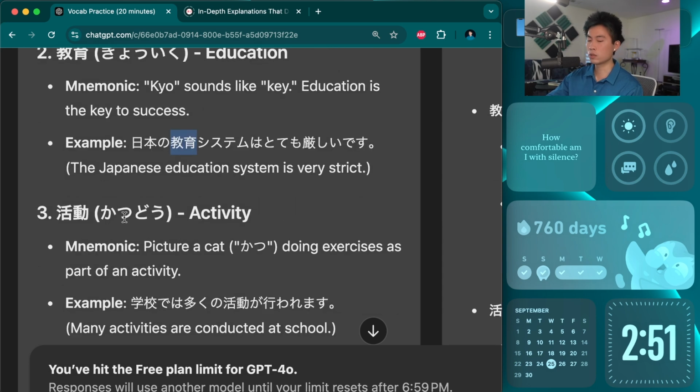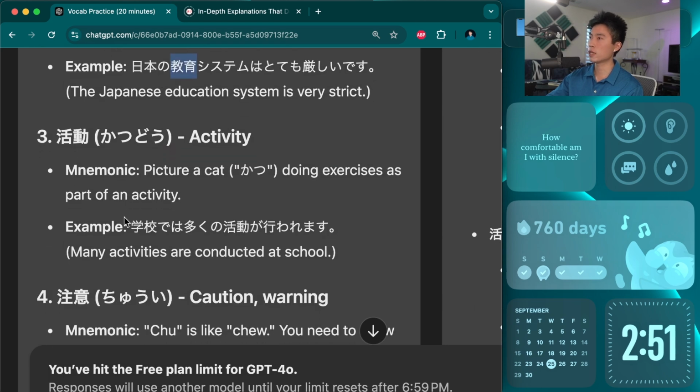Then we have 活動, picture a cat katsu doing exercises as part of an activity. Yeah, I don't like this mnemonic system, to be honest. Like, the issue is that you're sort of remembering parts of the word as things, but like katsu has so many different other word combinations that unless you use the same imagination with the second thing, it doesn't really make sense. I don't like it.